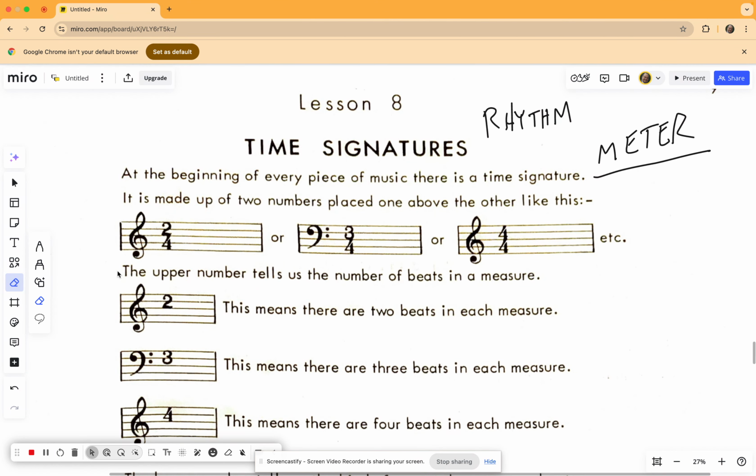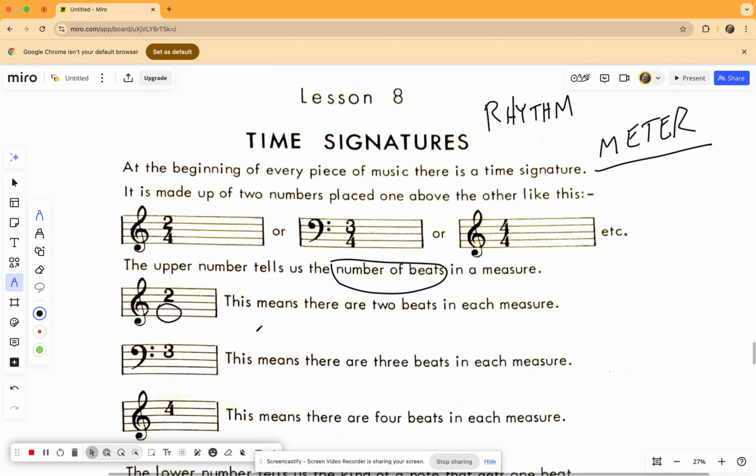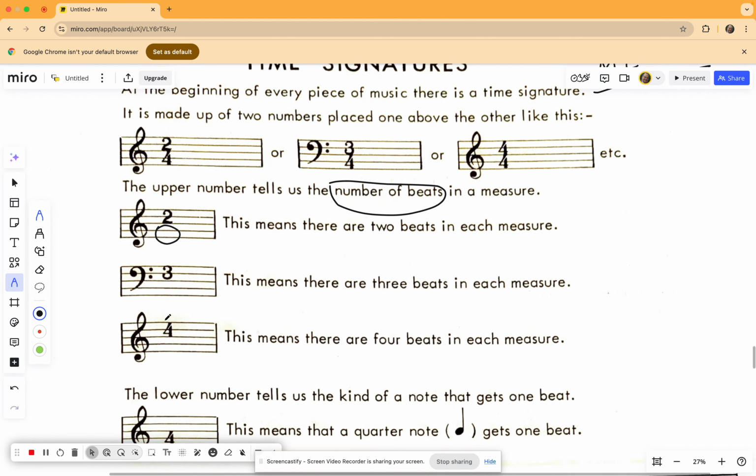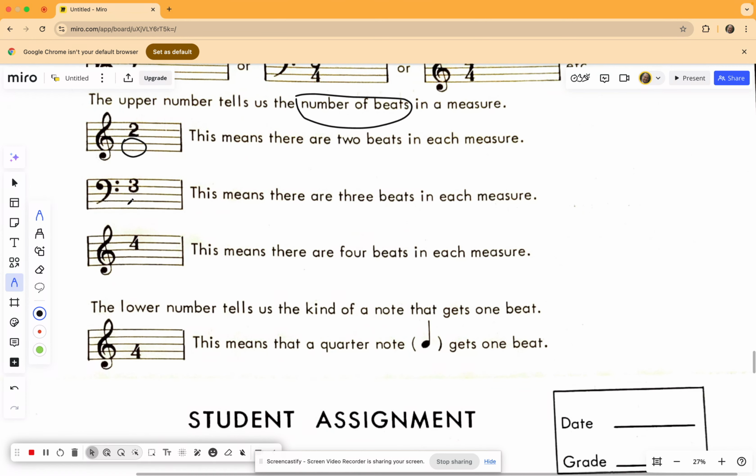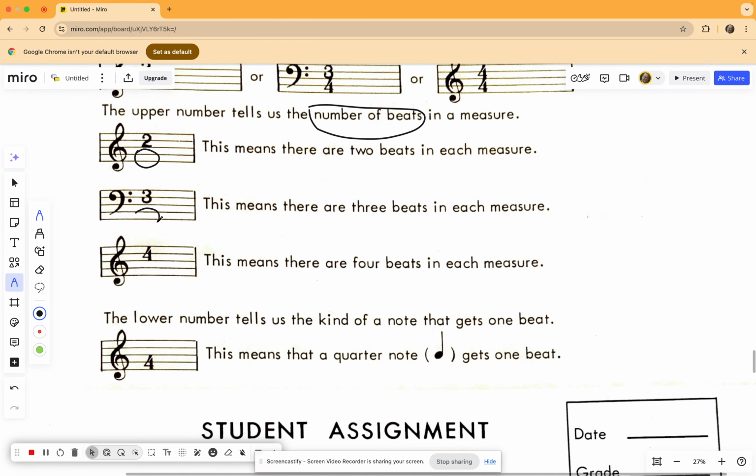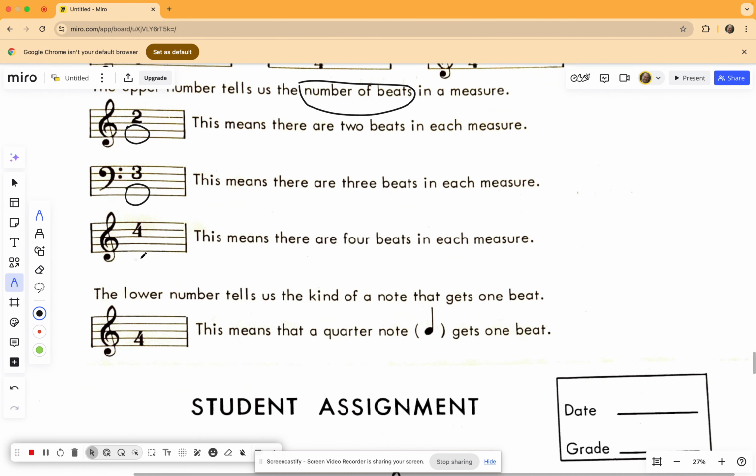Okay, so the upper number of the two tells us the number of beats in each measure, and in lots of ways, that's the most important thing. So you see, there's no lower number here. In this case, this means there are two beats in each measure. If you go down a little bit, you see the 3, but there's no lower number. This means there are 3 beats in each measure. And then when you go to the 4, there's no lower number. This means there are 4 beats in each measure.